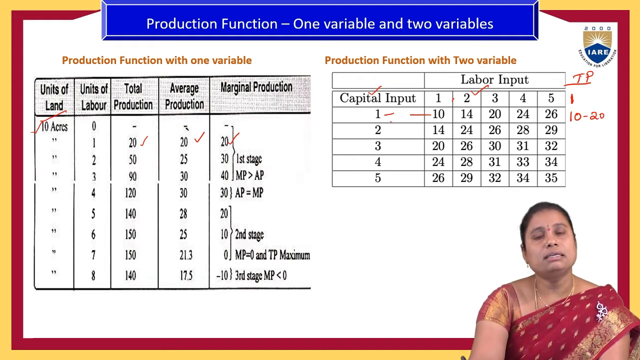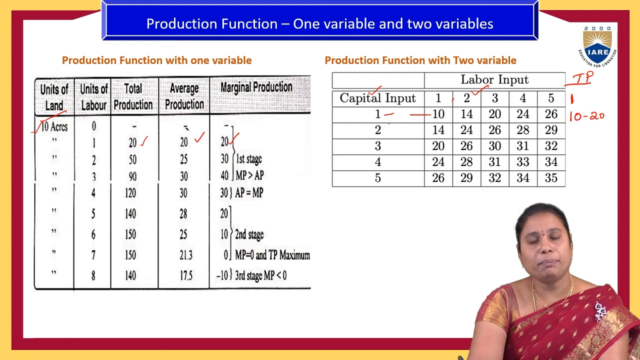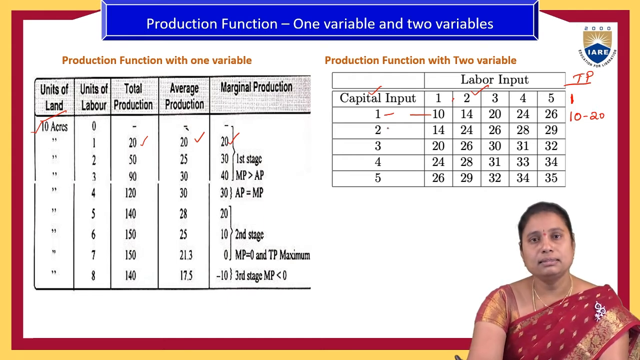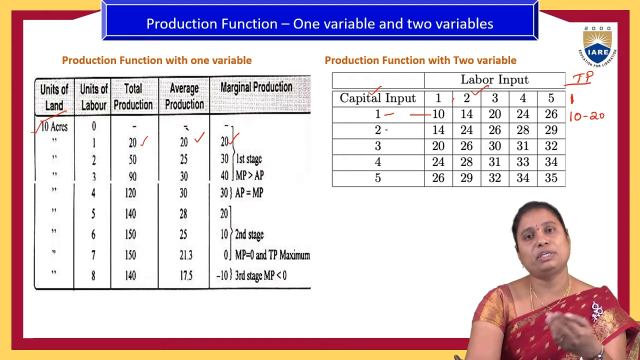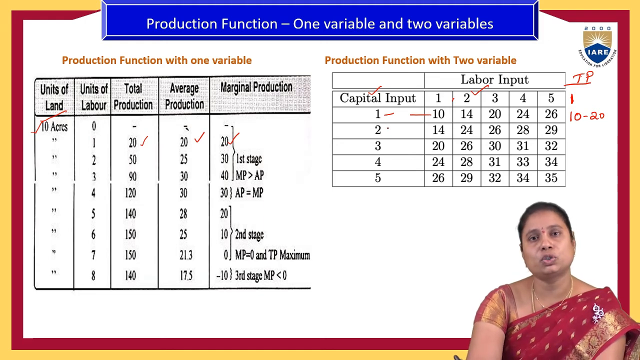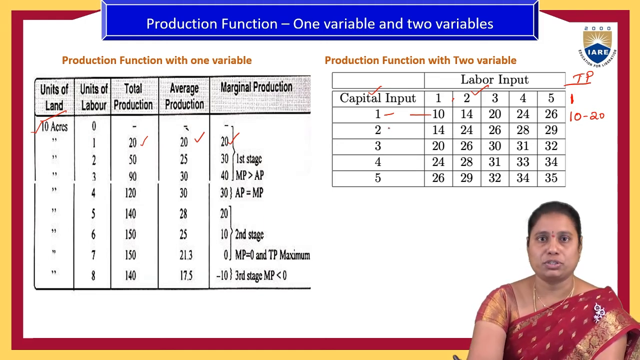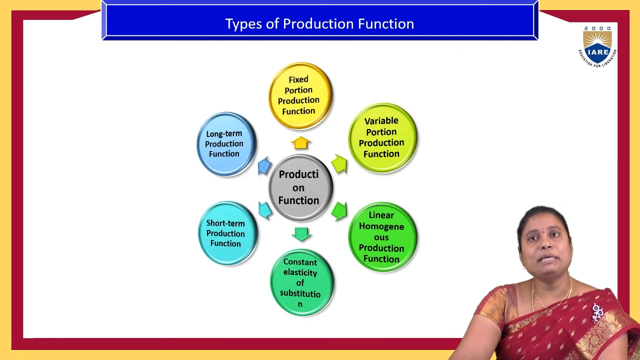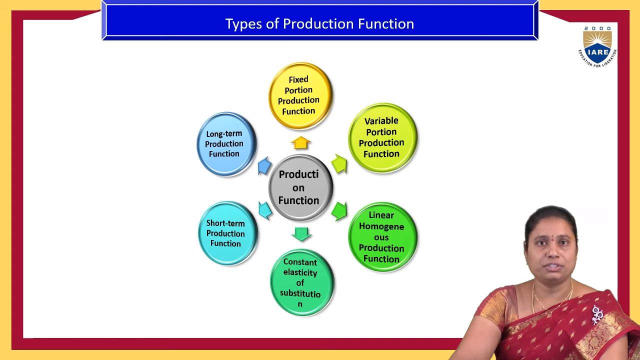So like this, a producer under the production function can easily plot the different combinations of capital and labor, as well as the expected total production, average production and marginal production. If any two input factors are changed, then it will be called a production function with two variables. So the next concept is about the types of production functions.